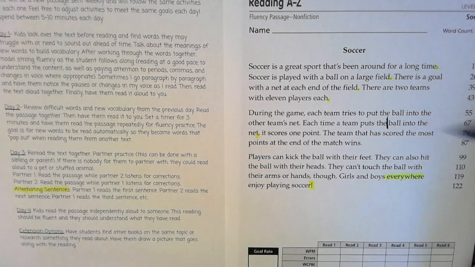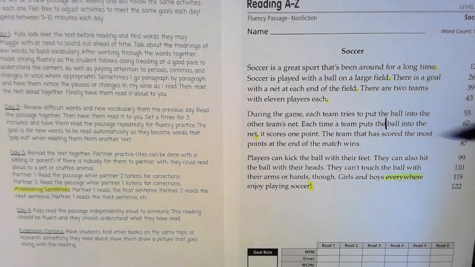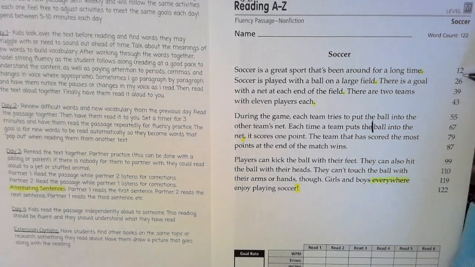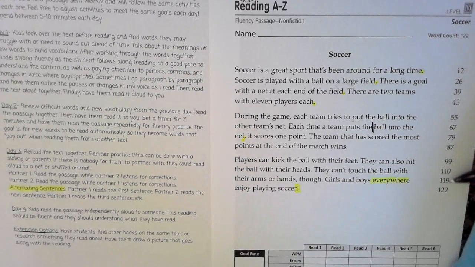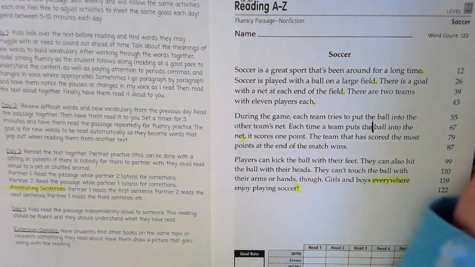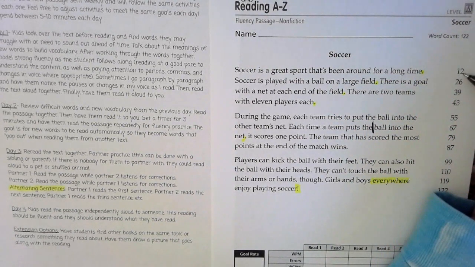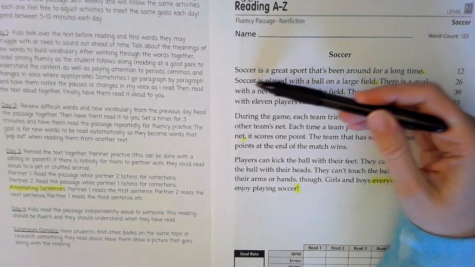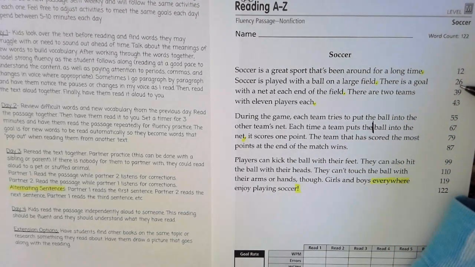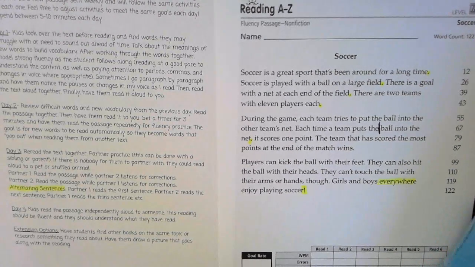The goal would be to be farther than they were the first time because these words should be so much more familiar to them. These numbers over here on the side tell you how many words they got to at the end of that line. So if they read this whole line, that's 12 words. By the time they read this first line and the second line, they've read 26 words. So you can also count that way.